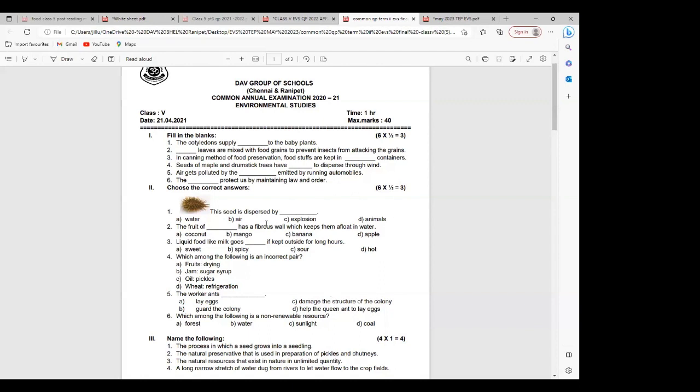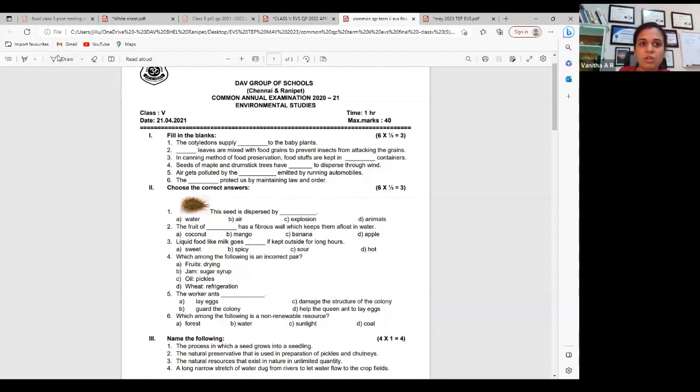And teachers, one more type of question. As you can see, number 4 here in choose the best answer, please. Which among the following is an incorrect pair?